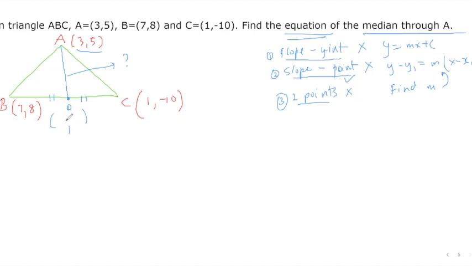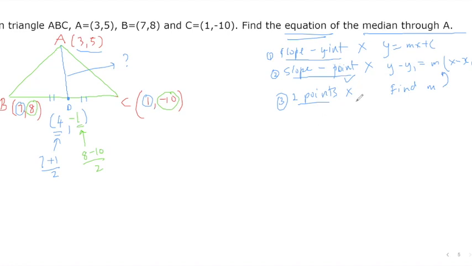So how do you find the coordinates of D? The midpoint, so the x coordinate of D is the average of these two. The x coordinate here would be 7 plus 1 by 2. That's 8 by 2, that's 4. And the y coordinate is the average of the y's. That's 8 minus 10 by 2. That's minus 2 by 2, that's minus 1. So there we worked out the x and the y coordinates of that midpoint.